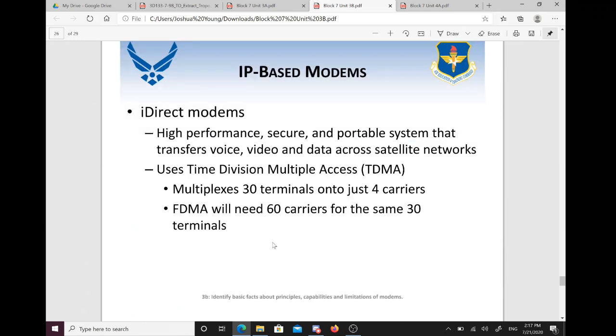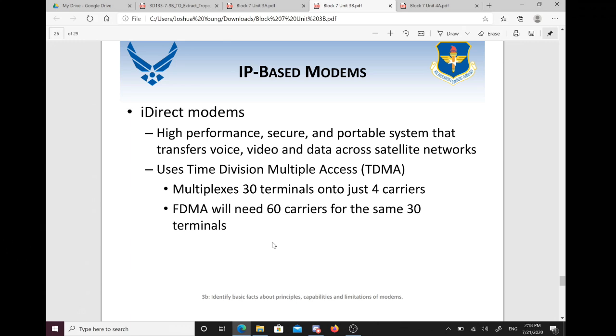And then your iDirect modems, these are your high-performance, secure, and portable systems that allow transfer of voice, video, and data across your satellite networks. So these are the modems that we use today. We actually wrote a couple of training products for these at my last job at QFlight. Your iDirect modems are being used in today's SATCOM networks.